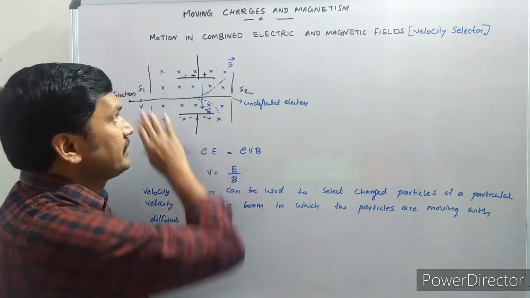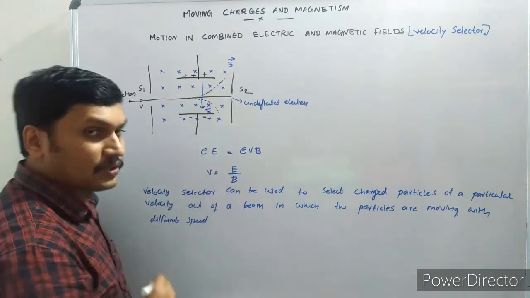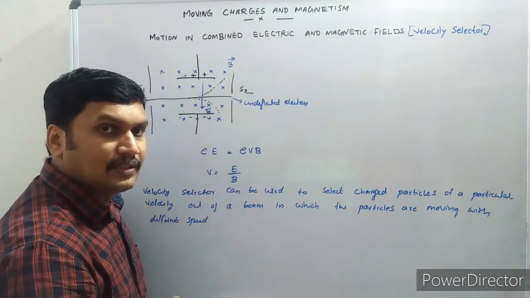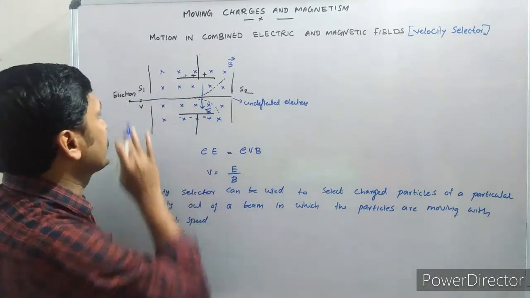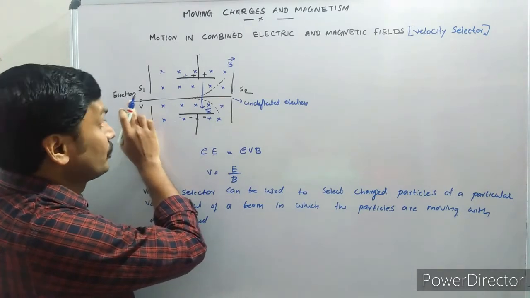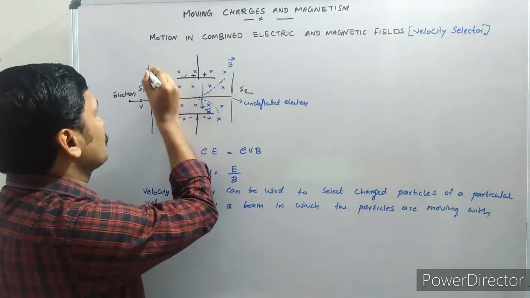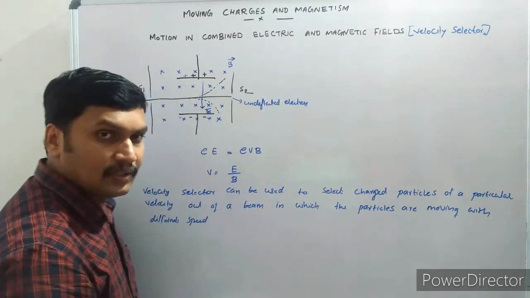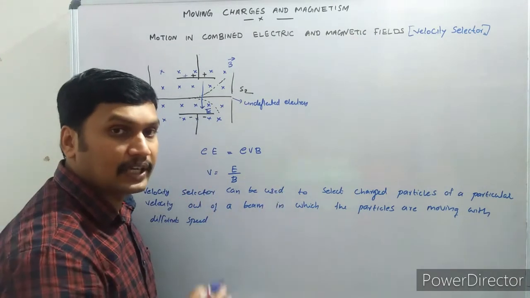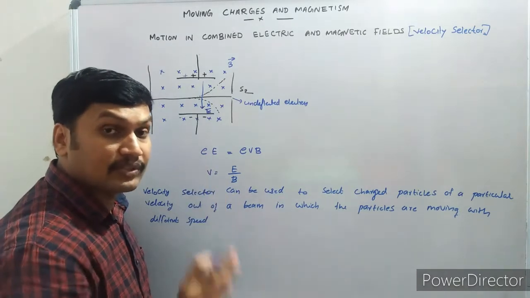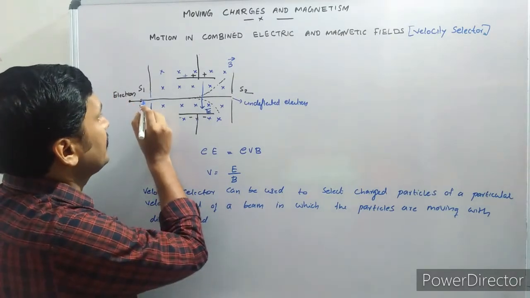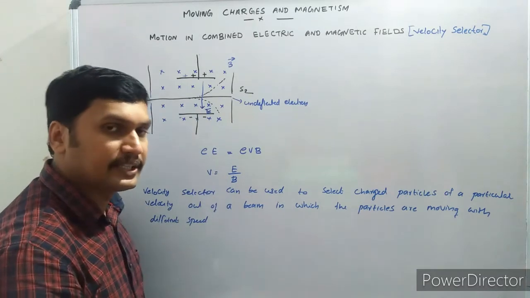Now imagine we have a beam of electrons having a variable range of velocity. We are directing these electrons through this combined field by passing them through a very small slit S1, making a fine beam of electrons. The velocities of all the electrons are different. Now these electrons are moving through a combined electric and magnetic field.